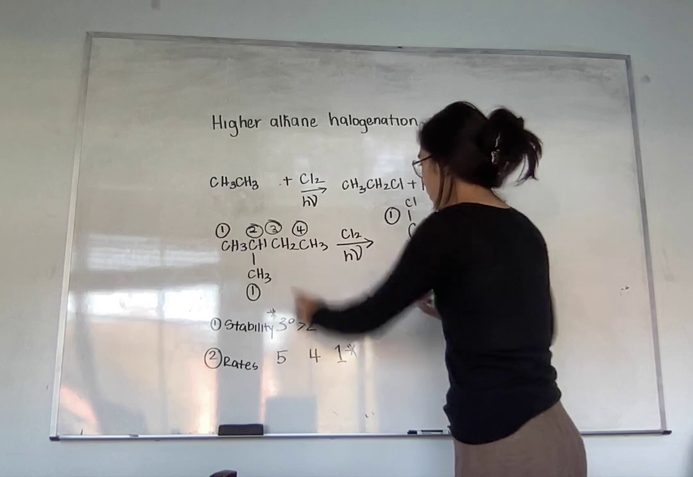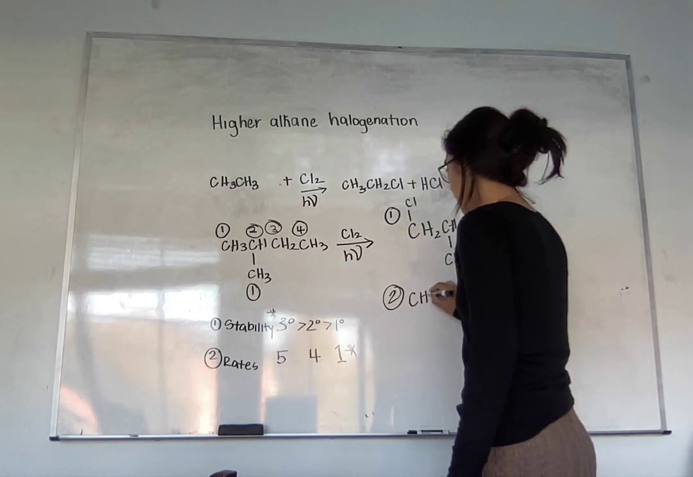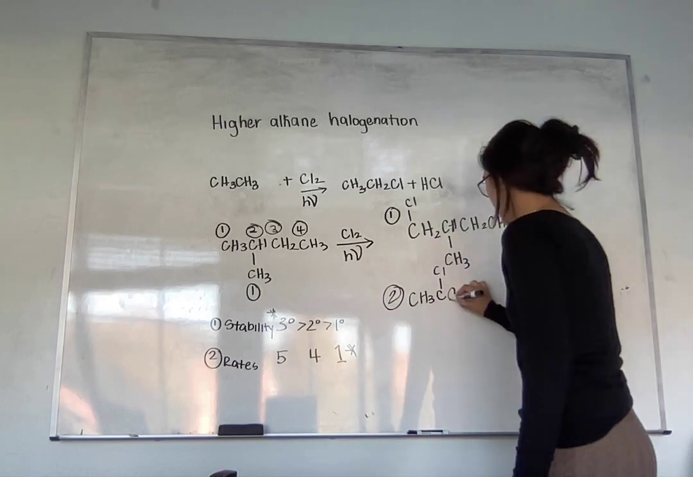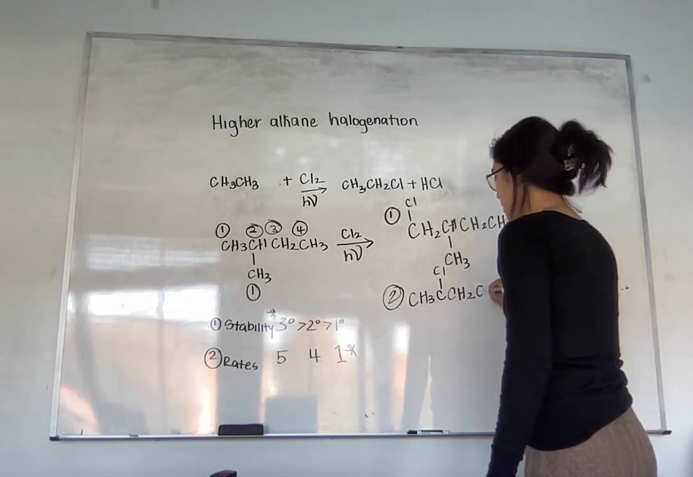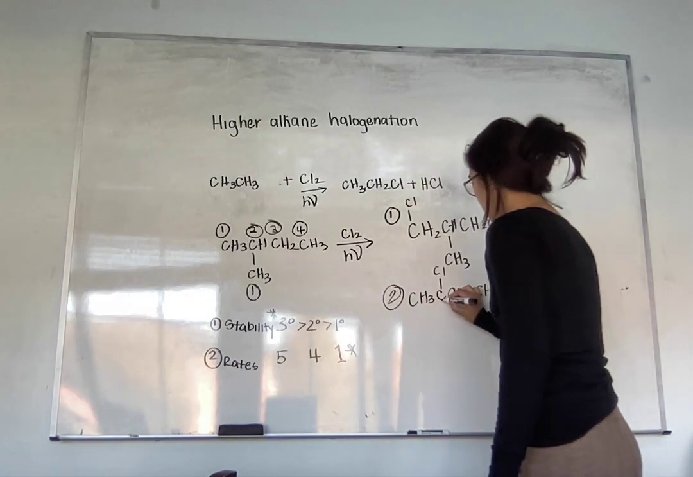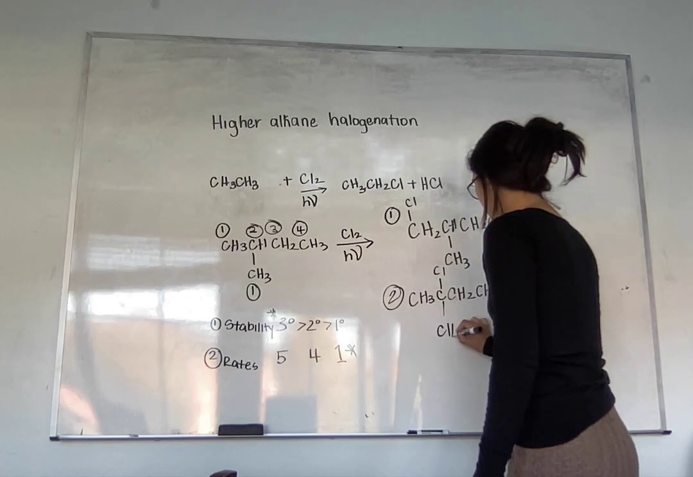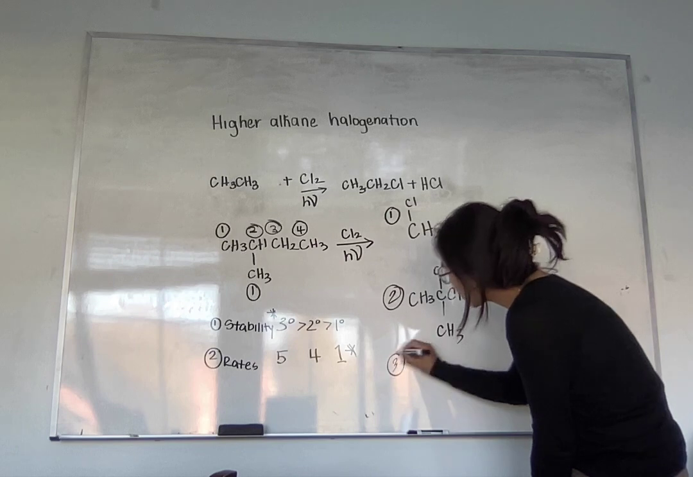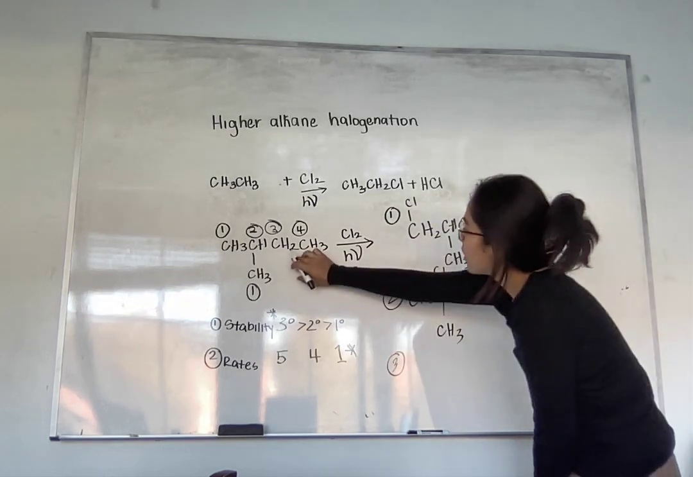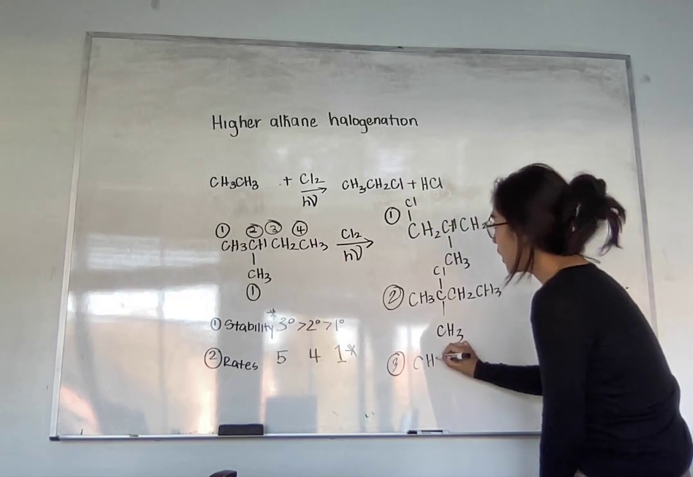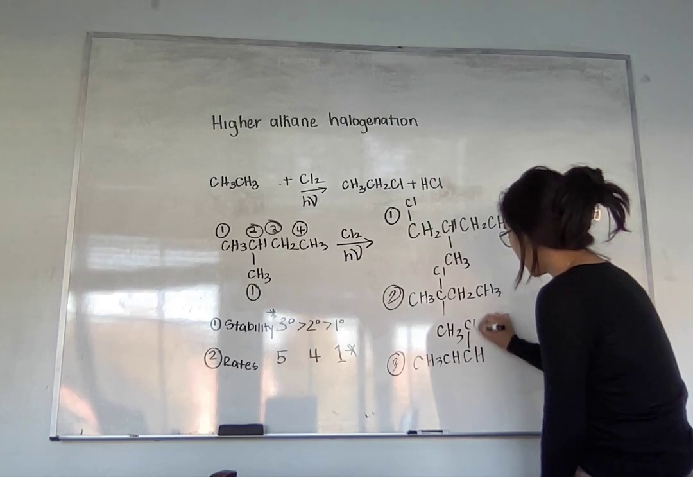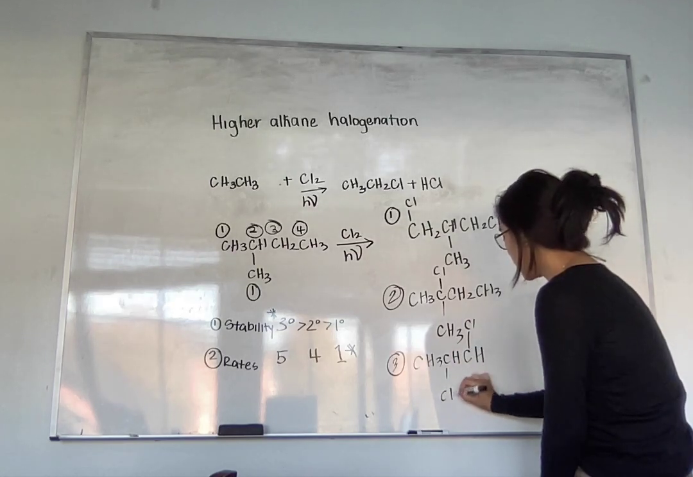If I were to draw number 2, the chlorine would be attached to my second point, CH2, CH3, and then I think it's CH3 here. Then we have our third possible structure, which is going to be here. So CH3, CH. On this next one, I'm going to have my chlorine attached, and then I have my CH3.